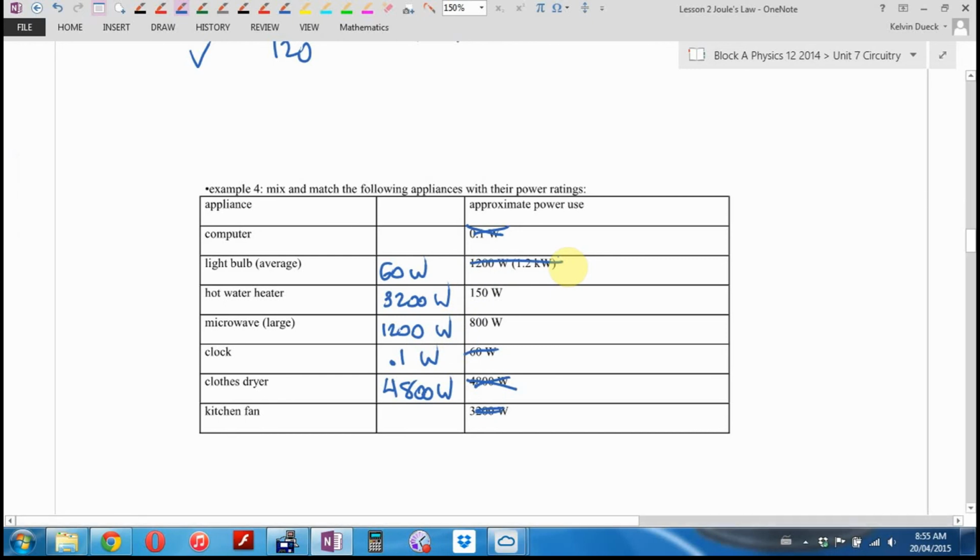Then we're down to a computer and a kitchen fan. Which one of these generates the most heat? I'll give you a hint. It actually needs a fan built inside of it to cool it off. Computers usually pull about 800 watts or so, give or take. Kitchen fan, you can feel, if you have your kitchen fan running, put your hand on the motor and you'll feel it's warm, not hot, but warm.